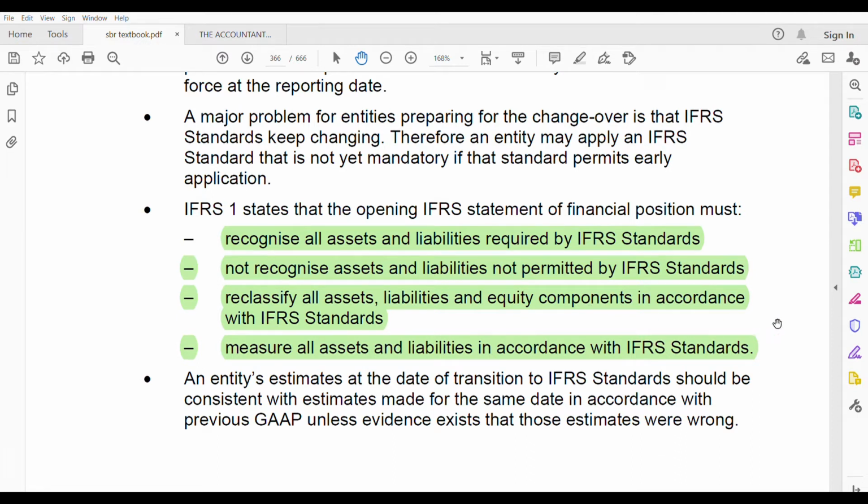Okay. An entity's estimates as at the date of transition to IFRS standards should be consistent with the estimates made for the same date in accordance with the previous GAAP, unless evidence exists that those estimates were wrong. That means the entity's estimate at the date of transition to IFRS standards should be consistent with your previous GAAP's estimate.